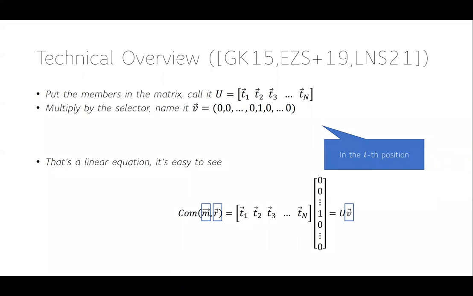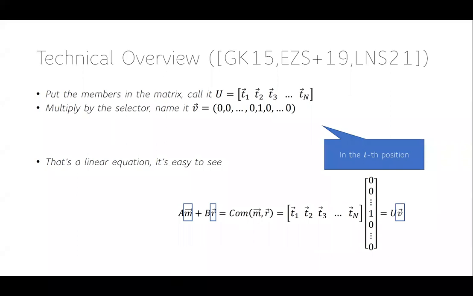It's easy to see. Well, now it's not really easy to see, but if we define a lattice-based commitment, then maybe it's easier. So if we define the commitment to be AM plus BR, then the right-hand side is the matrix U, which consists of these columns T1, T2, up to Tn, times the selector vector, which has one in the I position. So the right-hand side is just U times V.